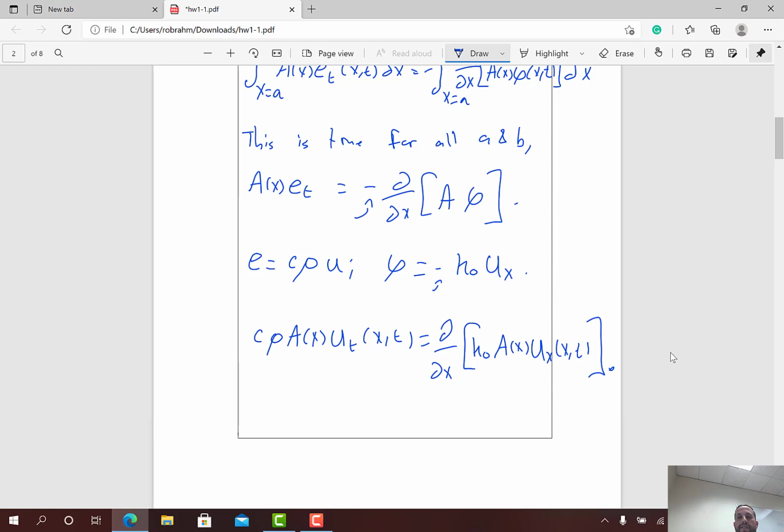And this is the heat equation. This is the derivation of the heat equation for when we have non-constant surface area.